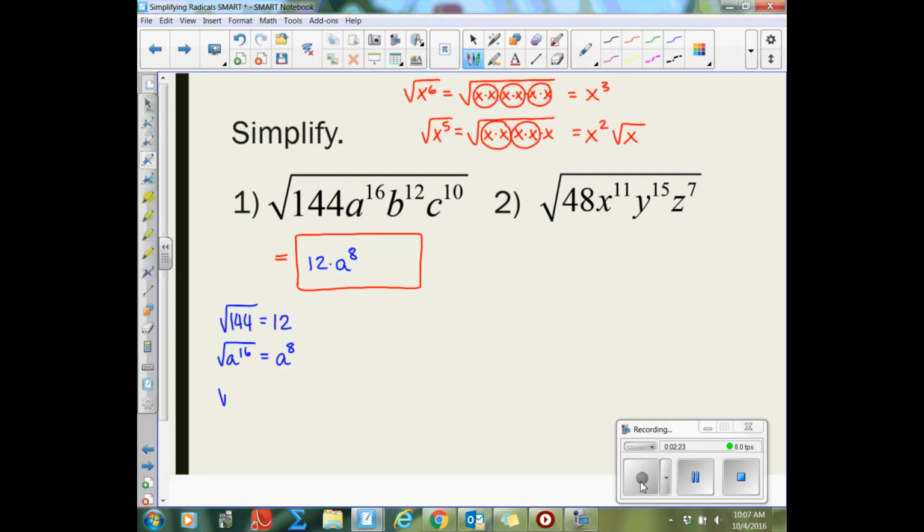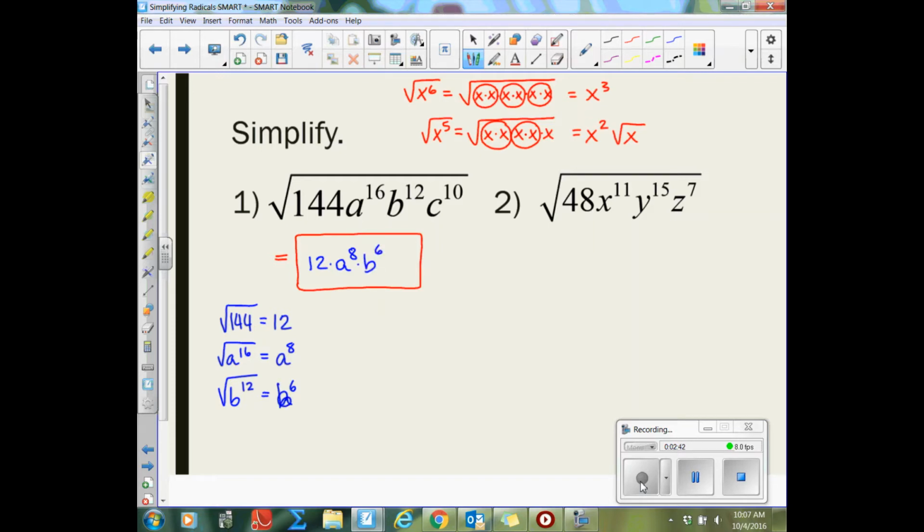Also in our thought process, we'll look at b to the 12th. That means there are 12 factors of b. This is a square root. 12 divided by 2 is 6. And that should have been a b.